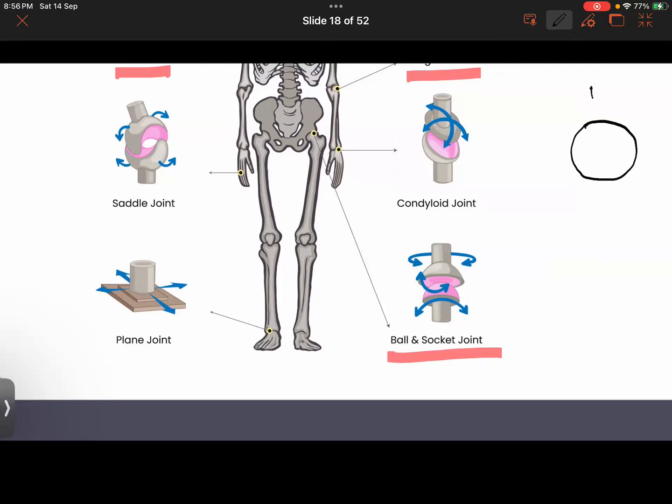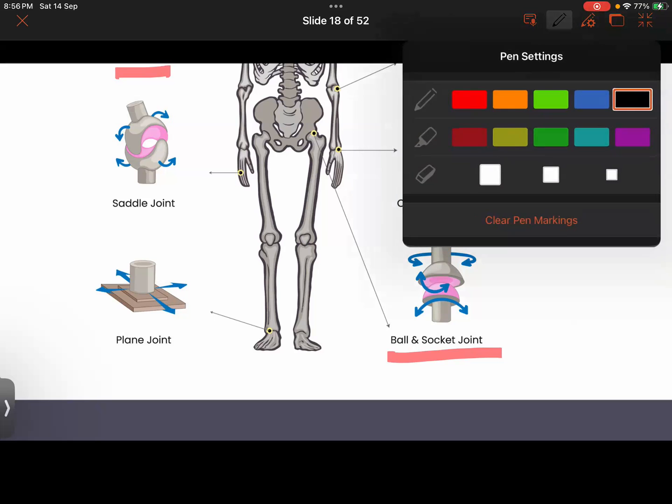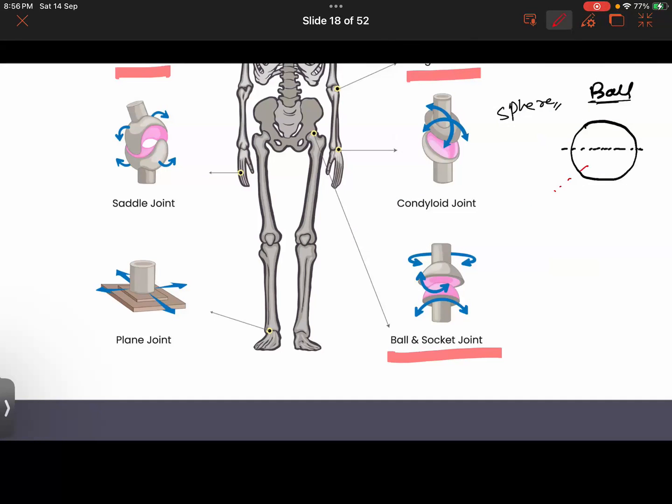Just take a cricket ball and cut it in half. This ball has a spherical shape. A complete ball is a sphere, but if I were to cut it into two halves, each part will be called a hemisphere. Hemi here actually means half. So when you cut this sphere into two halves, each half is called a hemisphere.